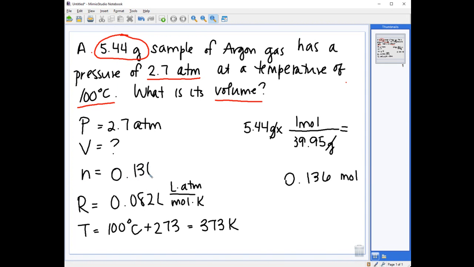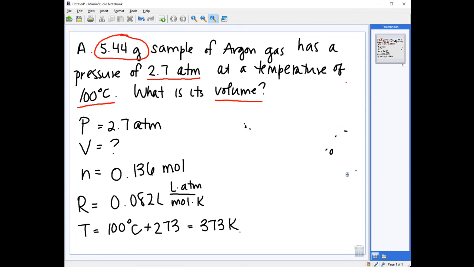So now I can plug that in. And now I have my pressure in atmospheres. I have my number of moles there. I have my ideal gas constant. I have my temperature in Kelvin. Now I'm ready to solve for volume. Okay, so now I'm ready to plug everything in and solve. So let me erase this here, and then I'll work the problem right here beside it.